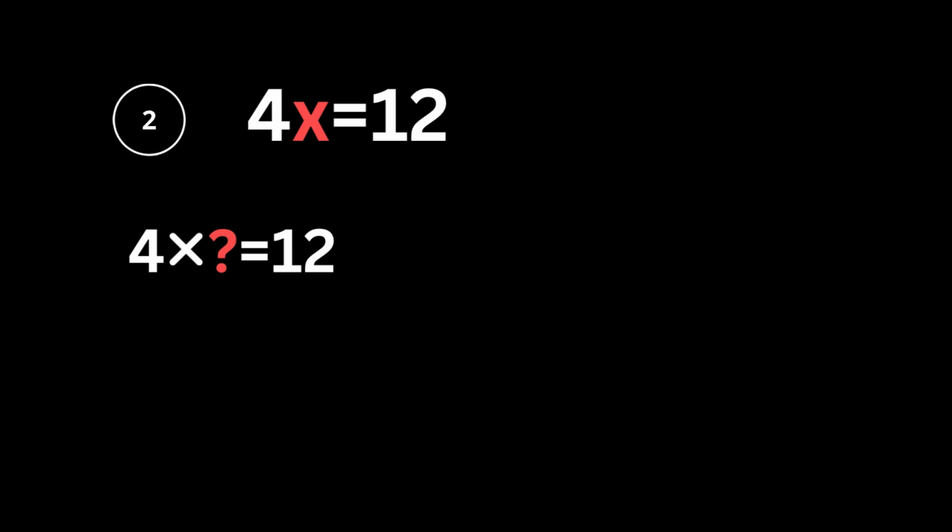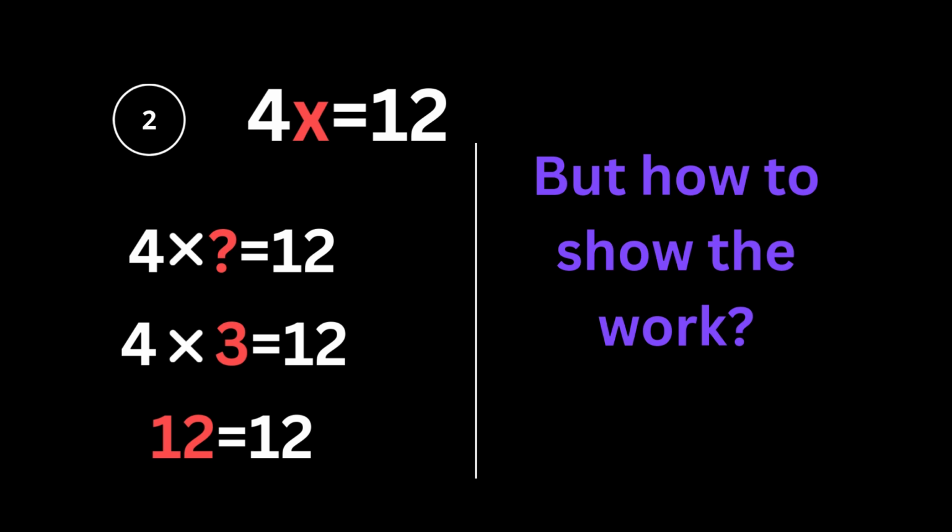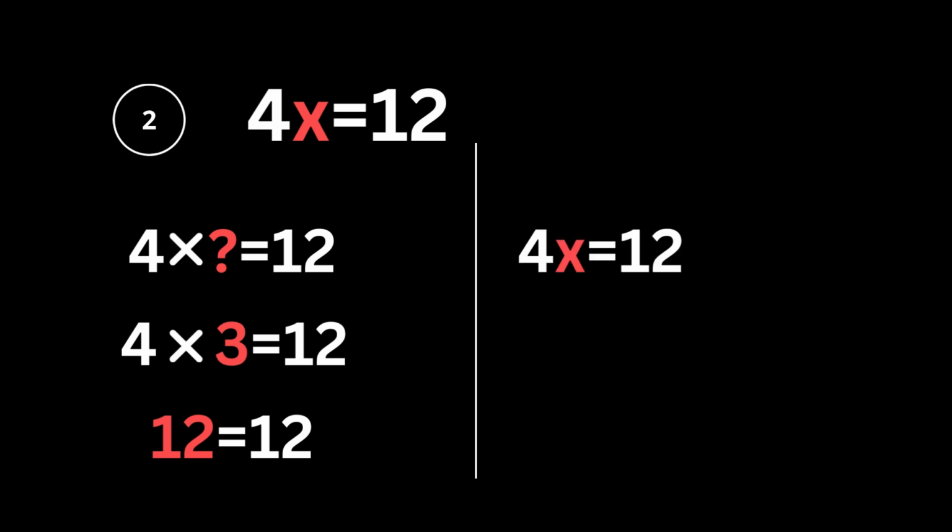We know that 4 times 3 is 12. Therefore, x is equal to 3 in this example. But now how do we show our work to get this answer? To get x by itself, we need to separate the x from the 4. In order to separate it, we need to perform the opposite operation of what we see here.